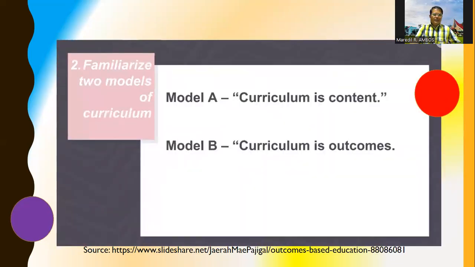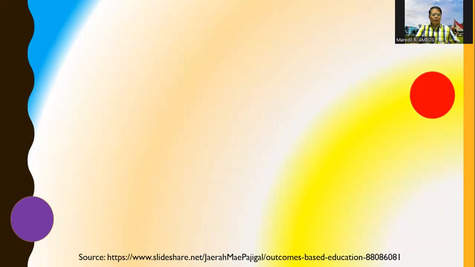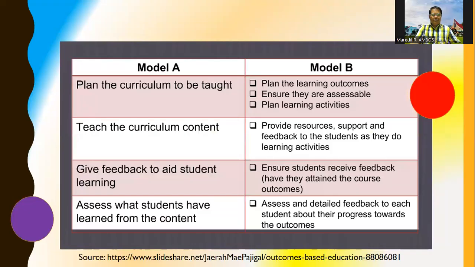Second is to familiarize with the 2 models of curriculum. Model A is curriculum as content, and Model B is curriculum as outcomes. Let's differentiate the two. For Model A, we plan the curriculum to be taught, while in Model B, we plan the learning outcomes. We need to have the learning outcomes first. Second, ensure they are assessable, that they can be assessed. And plan learning activities, so you also need to plan what you are going to do.